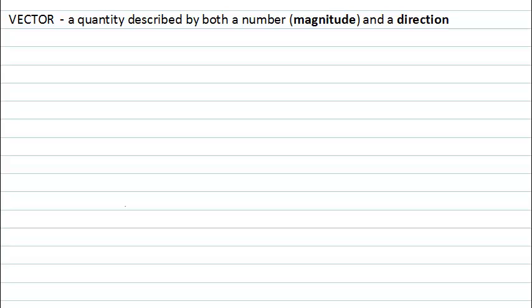This PhysCast will go through some basics of using vectors. A vector is a quantity that is described not just by a value or a number, but also by a direction. We call the size of the vector its magnitude. An example of a vector that we might come across is velocity. Velocity tells us two things. It tells us how fast something is moving, and it tells us in what direction the motion is.